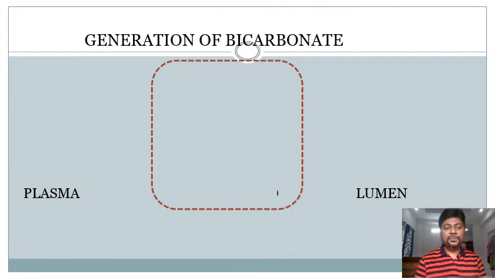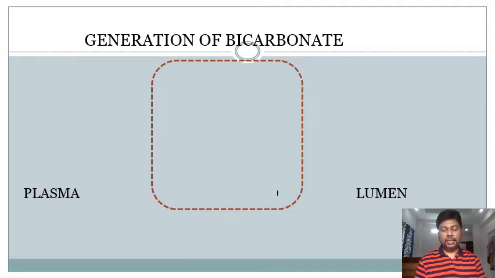First, let us start with the generation of bicarbonate. Okay, so consider this is the renal tubular cell. The center one is the renal tubular cell. On one side, it is having tubular lumen through which the filtrate or the urine passes out. On the other end, we will be having plasma through which blood passes. Okay, so now we will see how the tubular cells generate the bicarbonate.